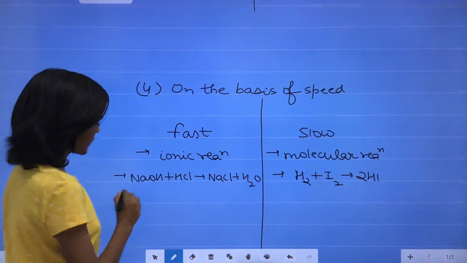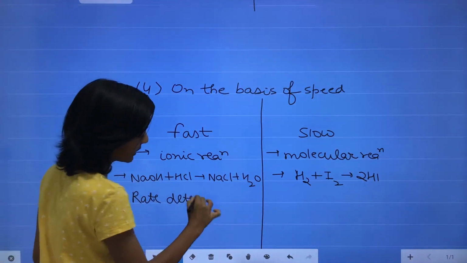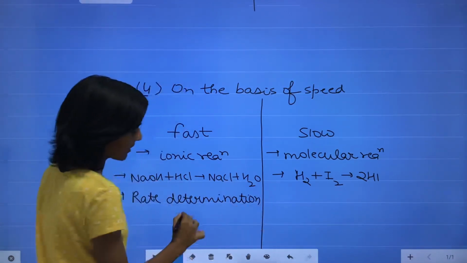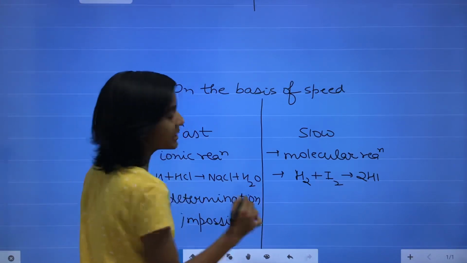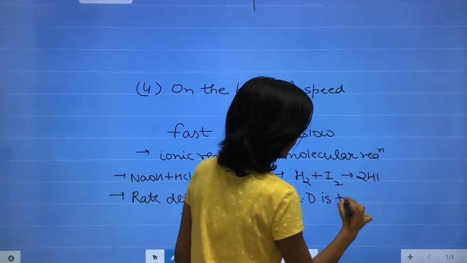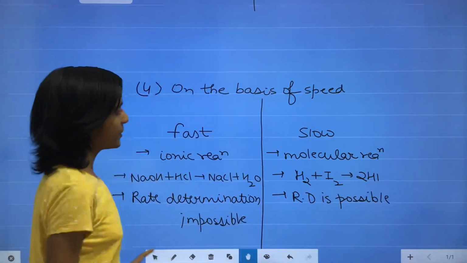And in a fast reaction, the rate determination is impossible. And in a slow reaction, the rate determination is possible. So now we'll talk about the characteristics of equilibrium.